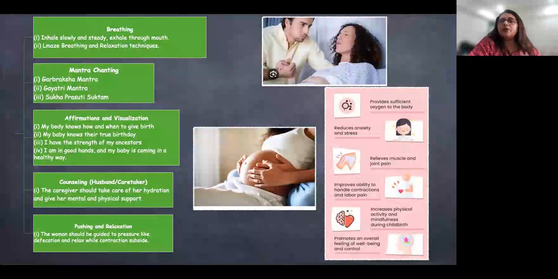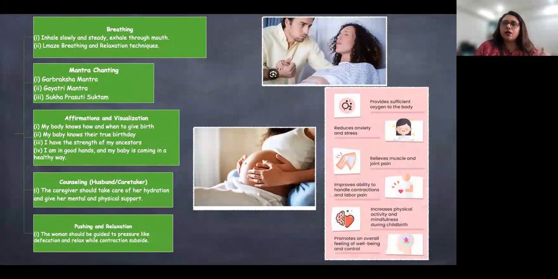A positive mindset with affirmations and visualization. It really works like a miracle for the woman and even the child. A few of the affirmations are: I am strong, I know when and how to give birth to my child, my baby knows its own birthday. Then the Mansik Yatra, that is visualization of Sukhat Prasava, that you are going into labor, going with a healthy childbirth. This will build confidence, lessen her anxiety, and thus help her labor become pleasant.